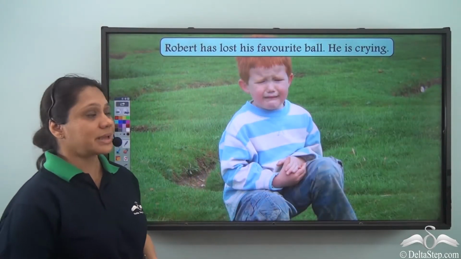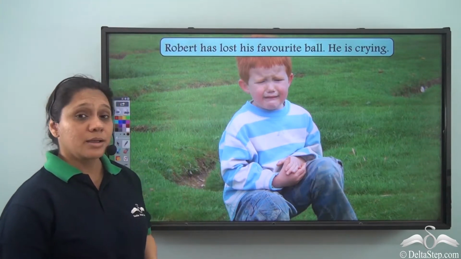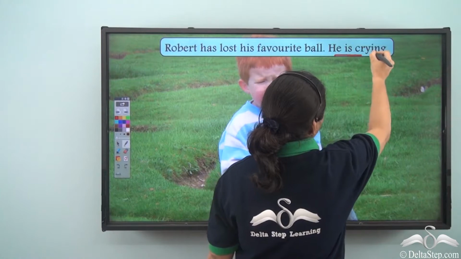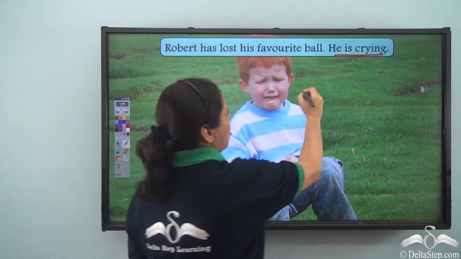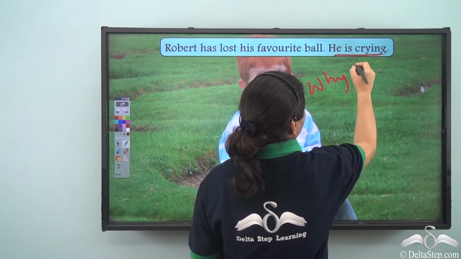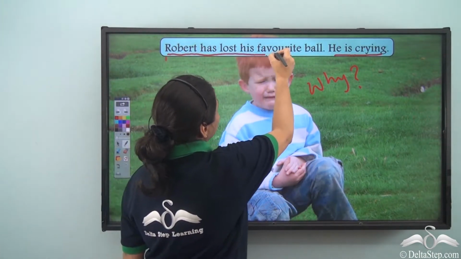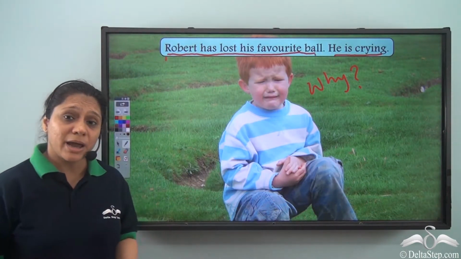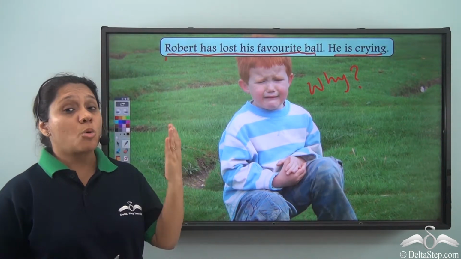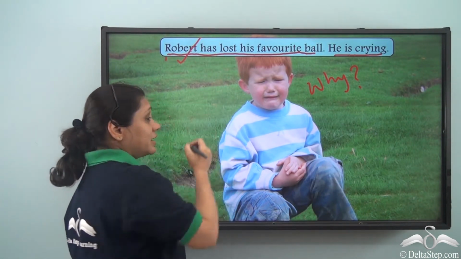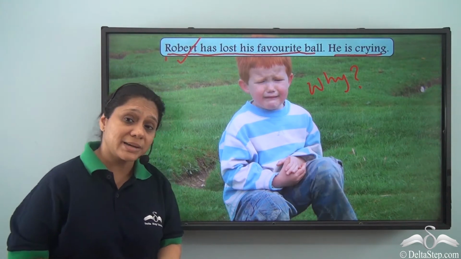Let us read the two sentences. Robert has lost his favorite ball. He is crying. The second sentence is telling us what Robert is doing. What is he doing? He is crying. Why is he crying? What is the reason? The first sentence is telling us the reason. So what is the reason he is crying? Robert has lost his favorite ball. So what are we seeing here? One sentence is telling us the reason for the other sentence to happen. That is the relation between the two sentences here.